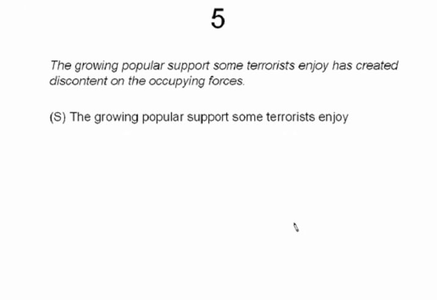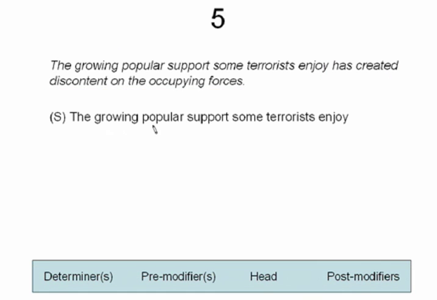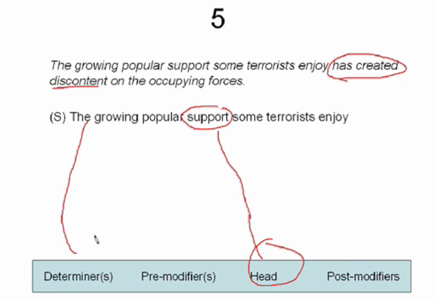Looking at the clausal elements, you then can see that it's the growing popular support some terrorists enjoy has created, this is the predicate, has created something. This is a direct object, and what remains here in the beginning is a subject. So if we look at the subject here, the growing popular support, something has created discontent. Is it the terrorists or the growing? No, it's the support, which is the head. The is the determiner, and the growing and popular, these are both pre-modifiers. And what kind of support? The kind of support which some terrorists enjoy, this is your post-modifier.